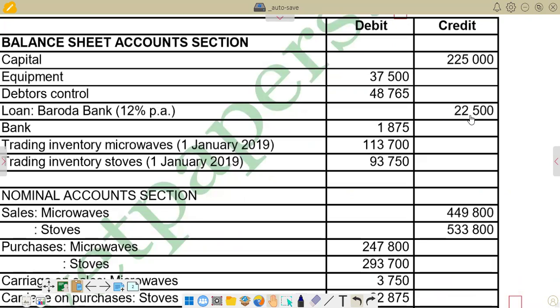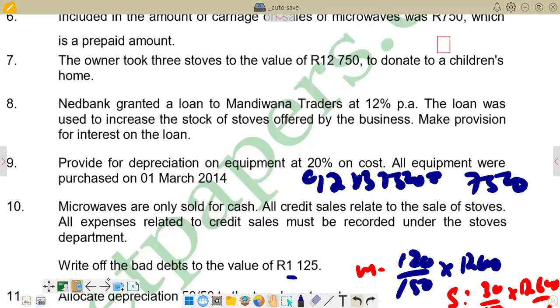Loan figure is 22,500. So I said 12% of 22,500, which is 0.12 times 22,500. And then we are going to get 2,700. So this is what we have. So we go there. And remember, it's relating to the stove department.